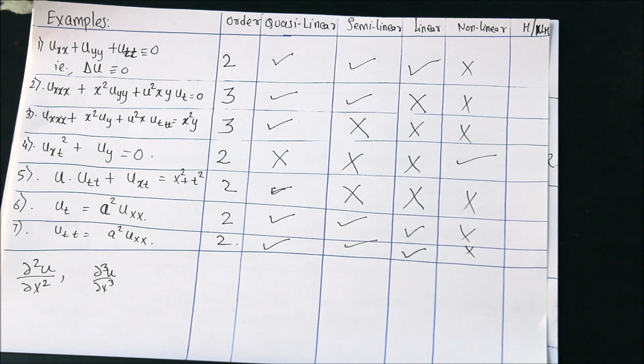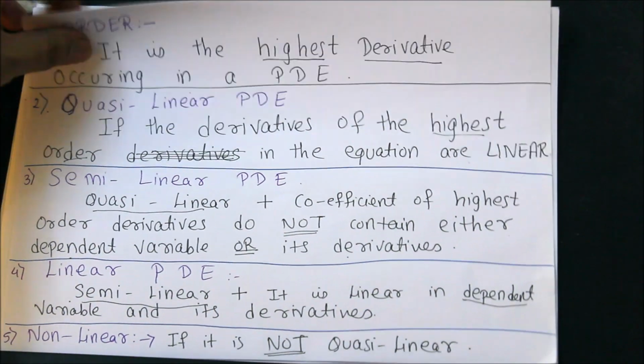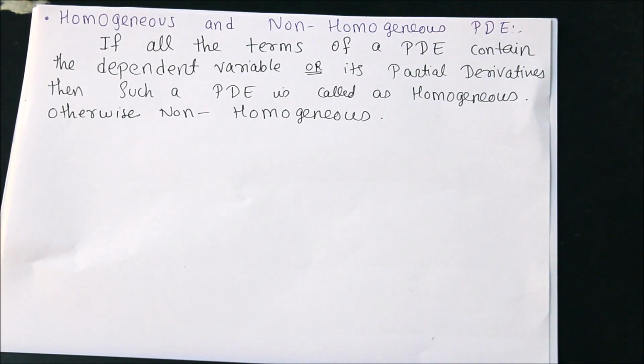Okay, one last thing is about the H and NH, that I have written: homogeneous and non-homogeneous. It might not be clear, but yeah, H/NH. NH means non-homogeneous. So when you call something a non-homogeneous partial differential equation, you look at all the terms. If all the terms contain the dependent variable or its derivative, then we call it homogeneous. And if you find even a single term which does not contain the dependent variable or its derivatives, then we call it non-homogeneous.